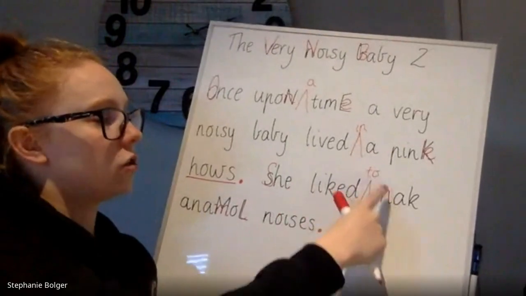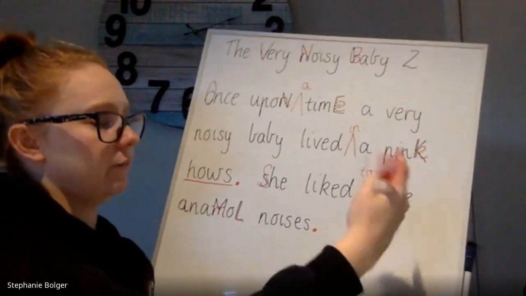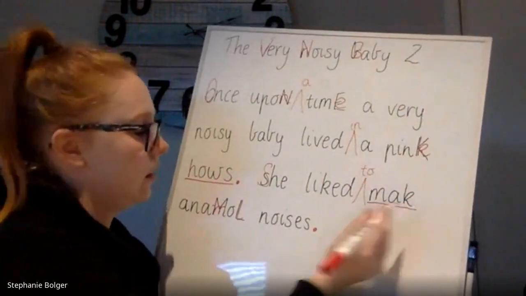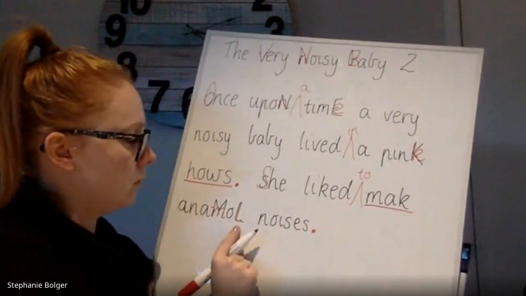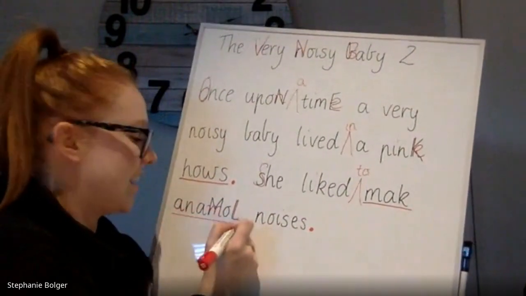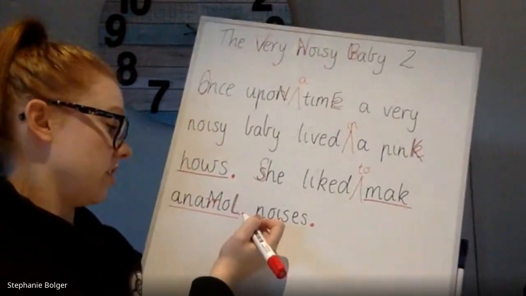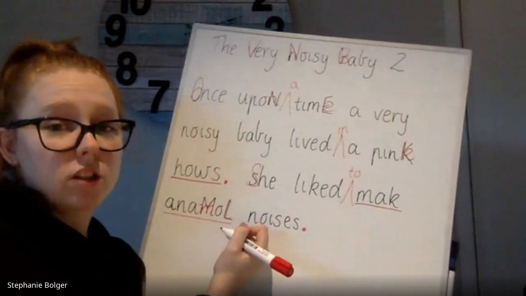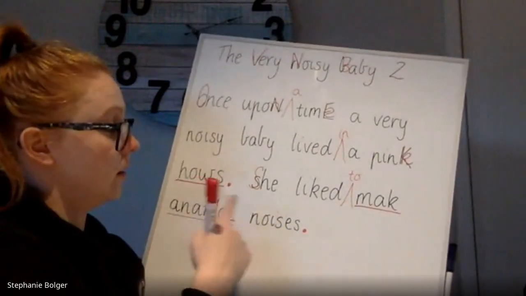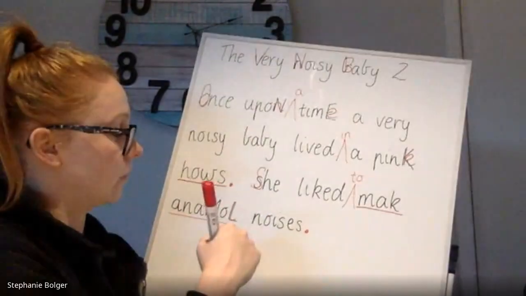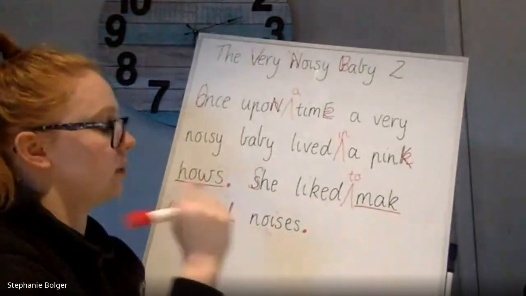She liked to make, I don't know about that one either. Animal, sounded out, did my best, but I just don't think it's right. And I'm really self-managing as a learner and I want to find out how to spell it. Noises. She liked to make animal noises.